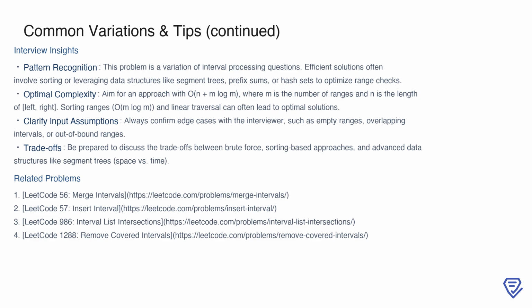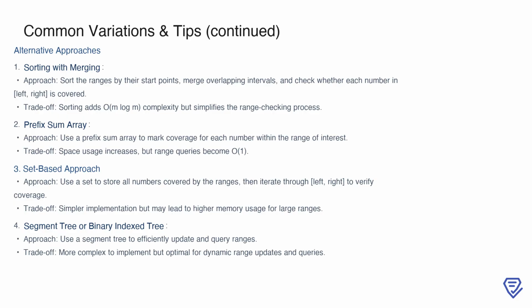Several alternative approaches can help you solve this problem efficiently. One option involves sorting the ranges by their start points and then merging overlapping intervals. This simplifies the process of checking whether all numbers in [left, right] are covered, though the sorting step adds m log m complexity. Another approach is to use a prefix sum array, where you mark coverage for each number in the range. This allows for constant time range queries but may require additional space.